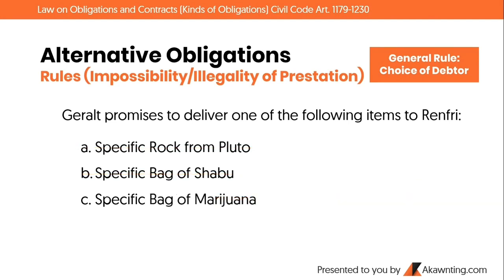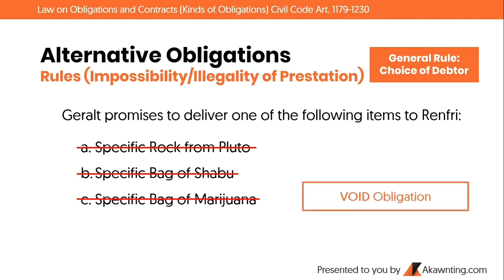Okay. So, in this case, Gerald promises to deliver one of the following items to Renfree. So, hindi pwede lahat. So, ano mangyayari dito? Kung hindi pwede lahat, this is a void obligation, actually. Malamang, may choice si debtor, si Gerald, pero wala naman siyang validly pwedeng piliin from among the prestations na nabanggit, di ba? So malamang this is a void obligation.